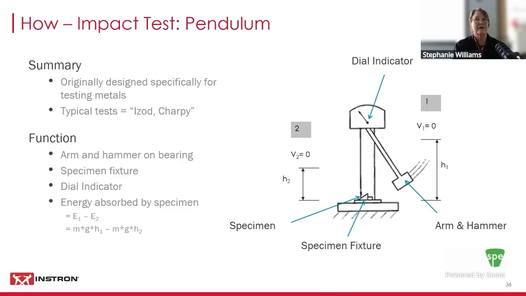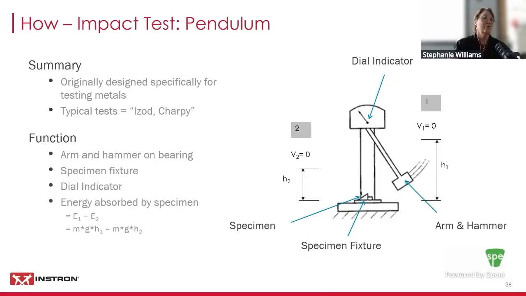Essentially, we have a mass, which is the hammer that's attached to a shaft that then is attached to a set of bearings that a dial indicator or an encoder are on. We have a specimen fixture attached to the base, as you see, and then in the specimen fixture, we have the specimen itself that's attached. Simply put, we raise the mass up to the latch position, which is noted as position 1 in the diagram. When we release that mass, it swings down and through the sample, impacts the sample, and then goes up to another angle lower than the first, of course.